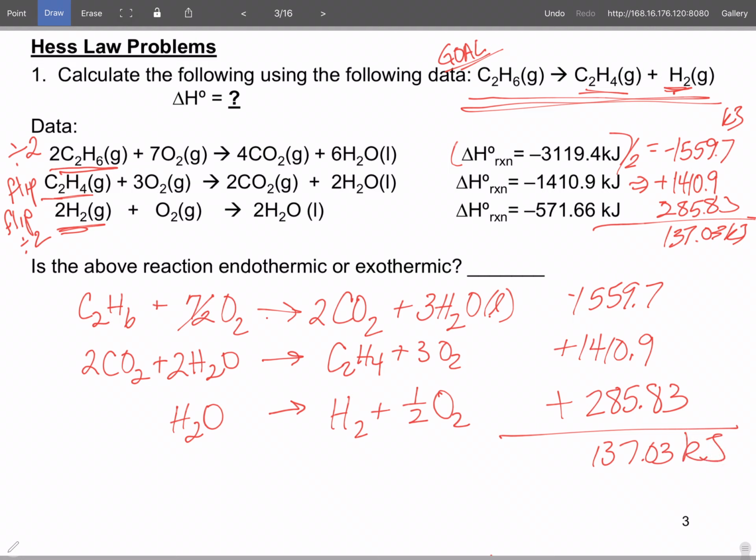All right, so, oh wait, one question. Is it endothermic or exothermic? It's got a positive, so it's going to be endothermic. So it's an endothermic reaction.